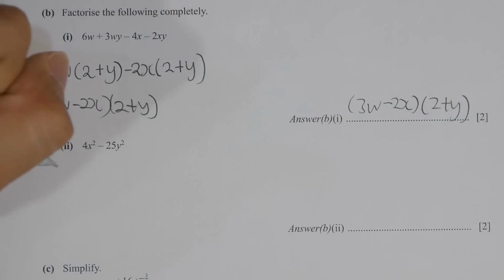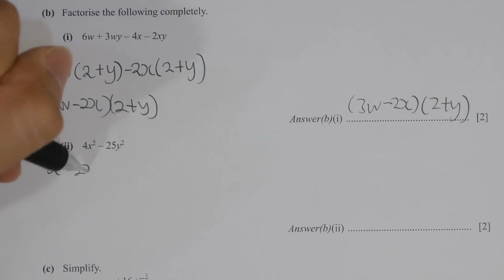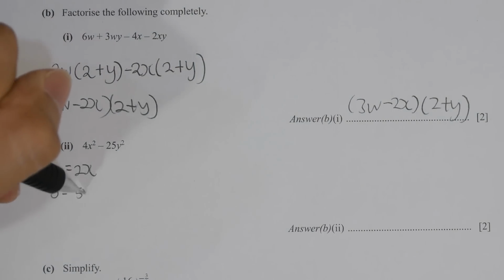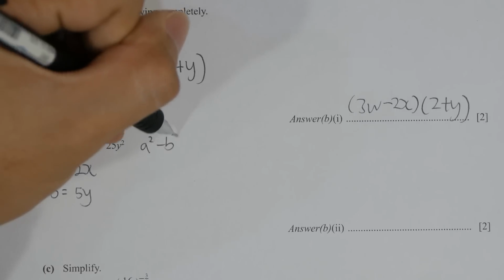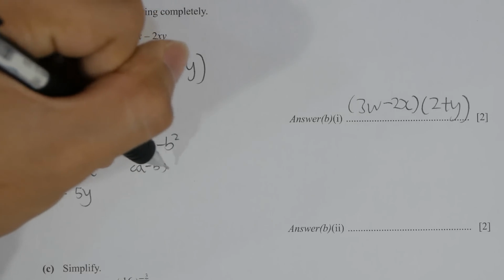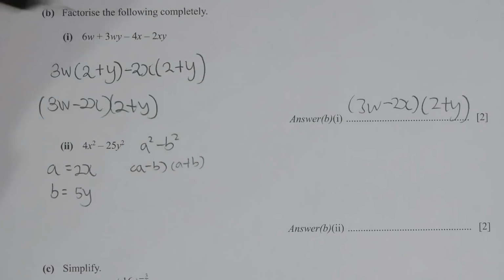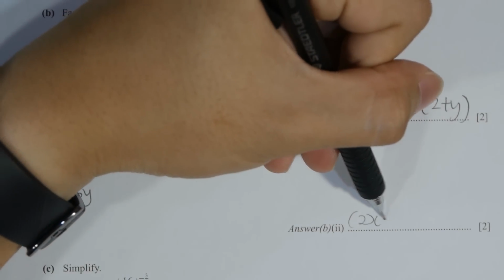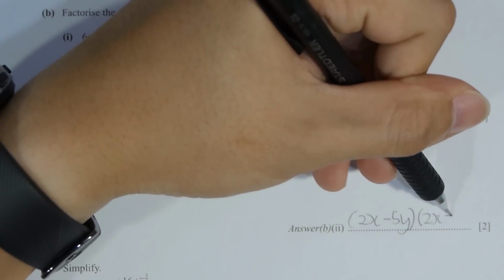For part 2, the a here will actually be 2x, and b will be 5y. Utilizing the formula a squared minus b squared, you then get a minus b, a plus b as the answer.